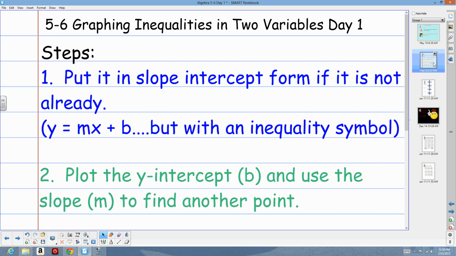First, you need to put it in slope-intercept form if it isn't already. The ones that you'll be working on tomorrow in class will already be in the form of y equals mx plus b, but instead of an equal sign, it'll have an inequality symbol. Then it's going to be very similar to Chapter 4, where you graphed equations in slope-intercept form. We're going to do the same thing here. We're going to plot the y-intercept, which is b, and use the slope, m, to find another point.